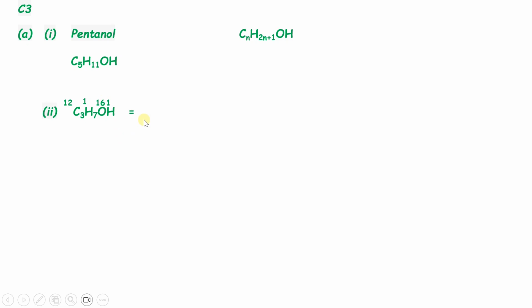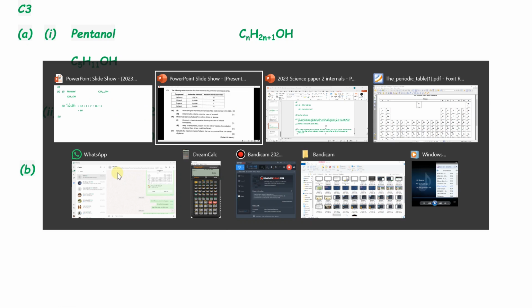So we total them together: 12 times 3, plus 1 times 7, which is just 7, plus oxygen 16, plus here 1. When you total them together, you have 60. So we come to B.